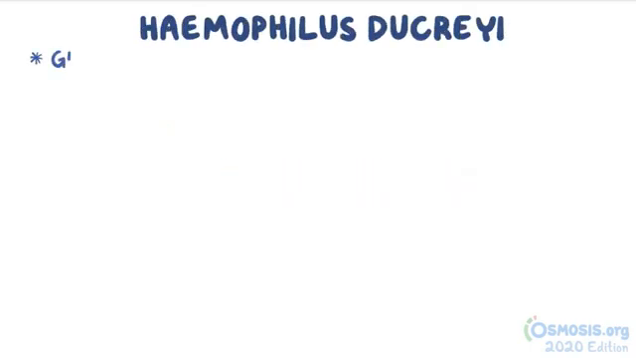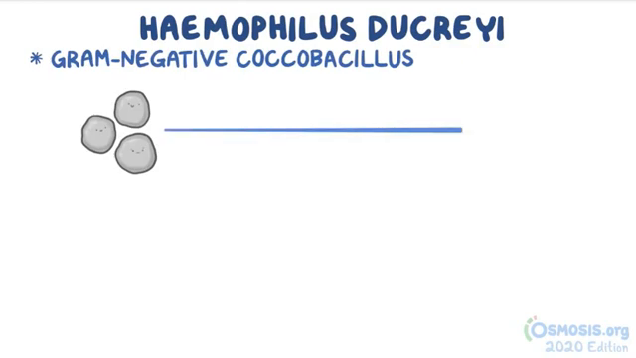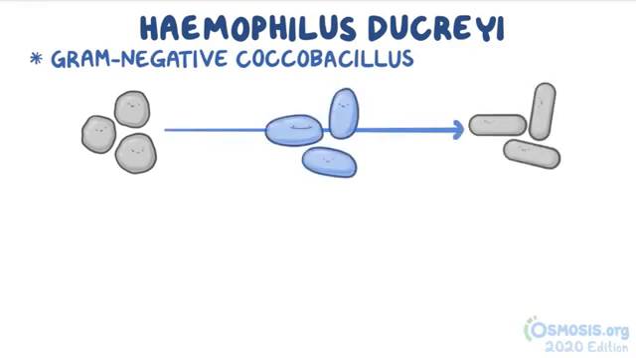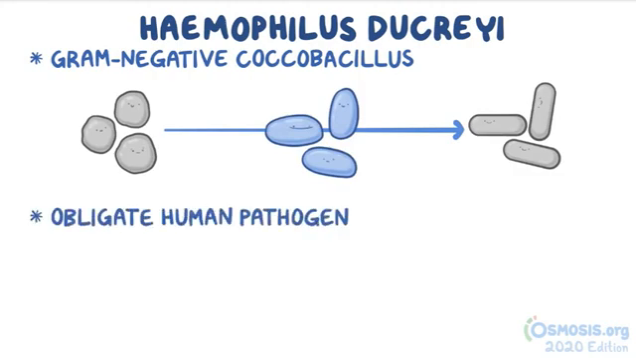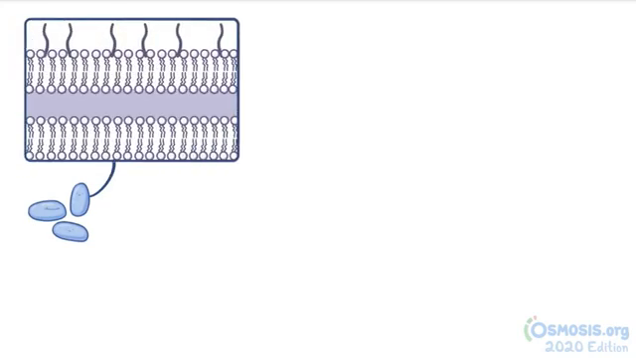Haemophilus ducreyi is a gram-negative coccobacillus, which means that shape-wise, it's somewhere between a spherical coccus and a rod-like bacillus. Haemophilus ducreyi is an obligate human pathogen and causes a sexually transmitted disease called chancroid. Now, Haemophilus ducreyi has a thin peptidoglycan layer, so it doesn't retain the crystal violet dye used during gram staining. Instead, like any other gram-negative bacteria, it stains pink with safranin dye.